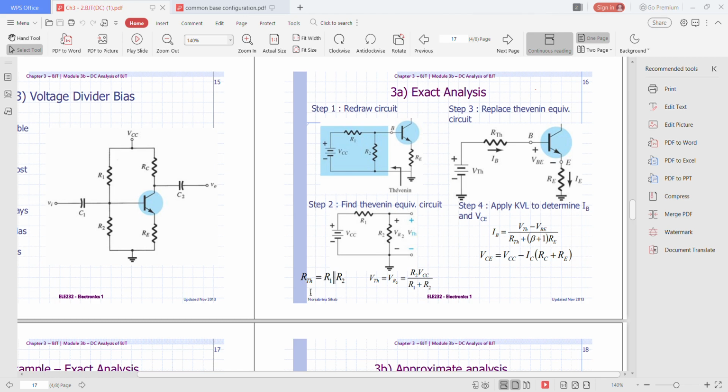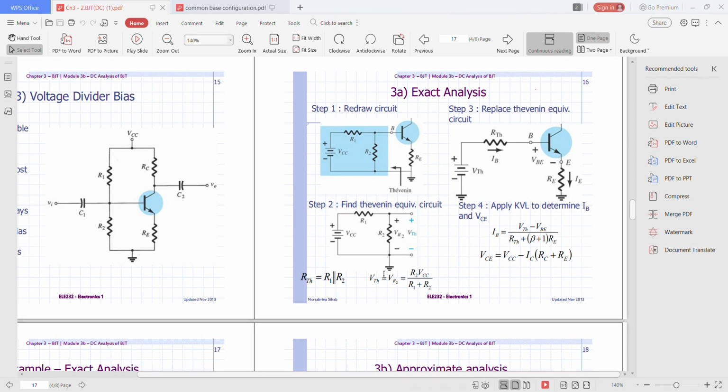For you to find RTH, VCC will be short circuit. So from here you can see R2 will be parallel with R1. That is why you will get this equation, RTH equals R1 parallel with R2. So remember, if you want to find RTH, you need to short circuit VCC.